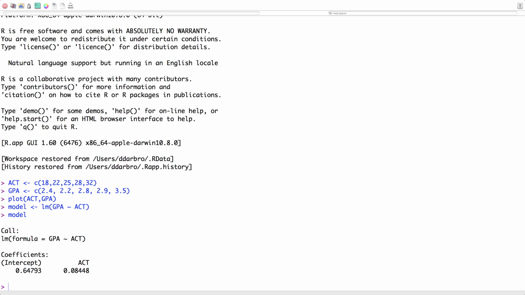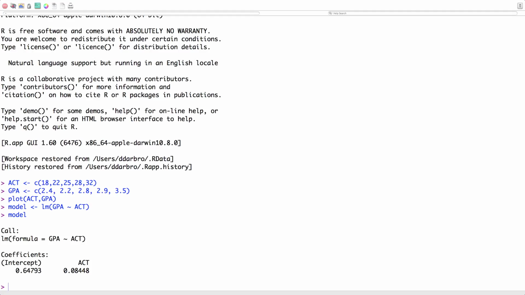And we can see here that we get a B1 of 0.08448. That's pretty cool. That'd be easy to remember. Wasn't such a bad data set after all, right?